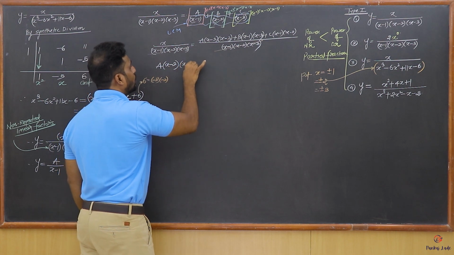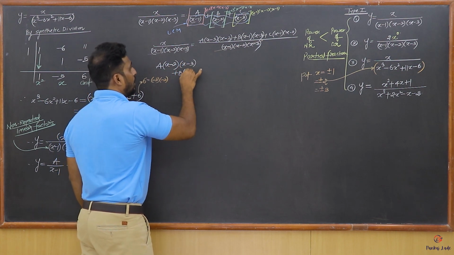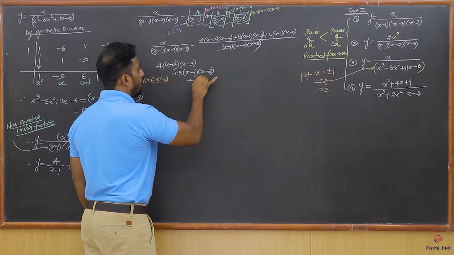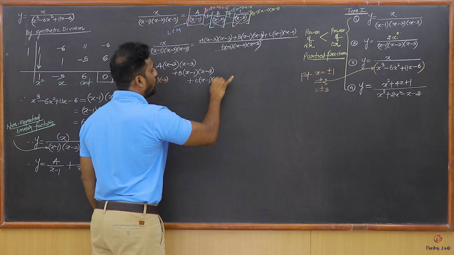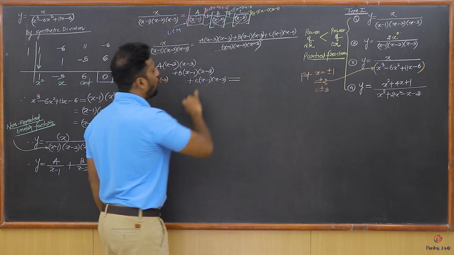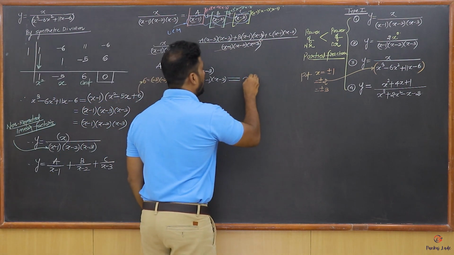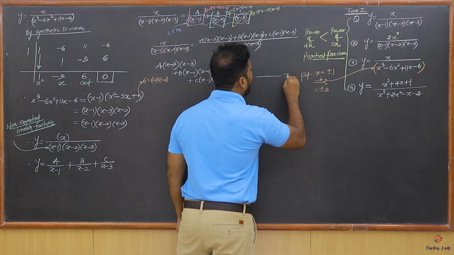So a into x minus 2 into x minus 3 plus b into x minus 1 into x minus 3 plus c into x minus 1 into x minus 2. This is equal to, what is left on the left side? It is x. So I'm going to call this my first relation.